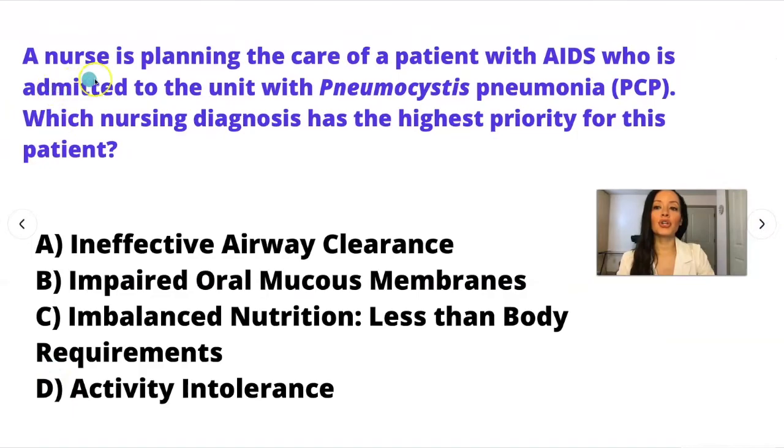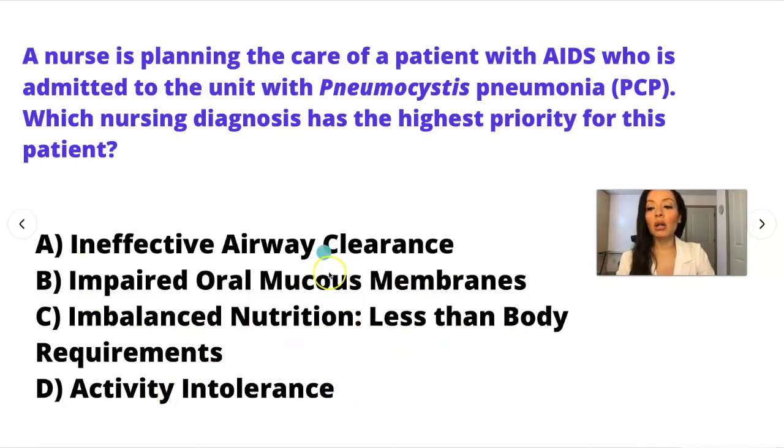Next, we have a nurse planning the care of a patient with AIDS who is admitted to the unit with Pneumocystis pneumonia. This is a very common kind of pneumonia in someone that is immunosuppressed, like someone who has AIDS. Which nursing diagnosis has the highest priority for this patient? All right, again: ineffective airway clearance, impaired oral mucous membranes, imbalanced nutrition less than body requirements, activity intolerance.